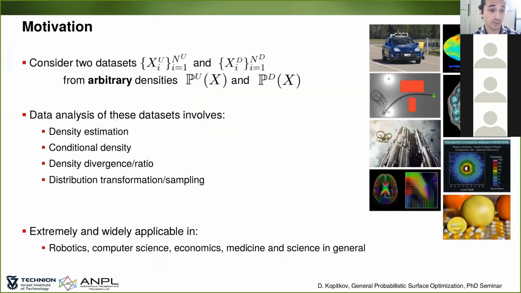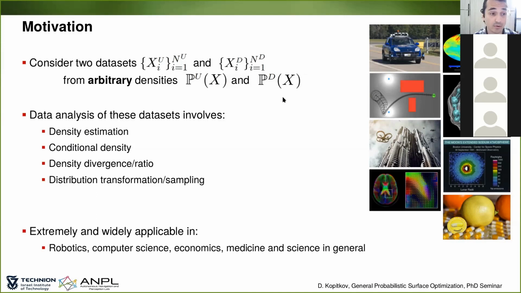All right, so straightforward in the problem that I will talk about today, consider two PDFs, probability density functions, which I abbreviate here PU and PD. We'll later see why I chose this abbreviation. And consider two data sets of IID samples from these two densities.